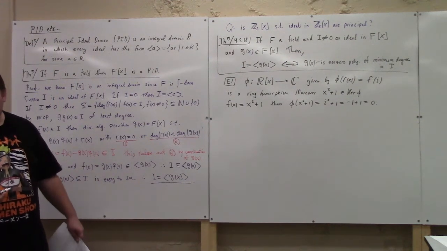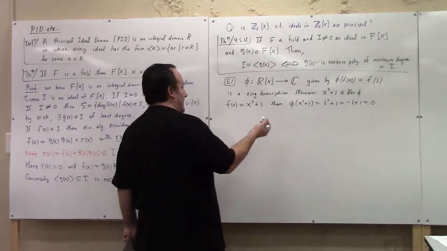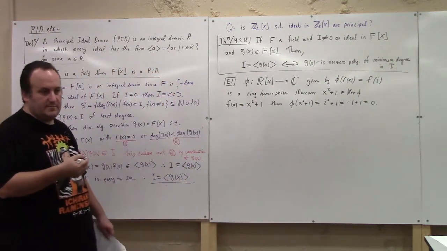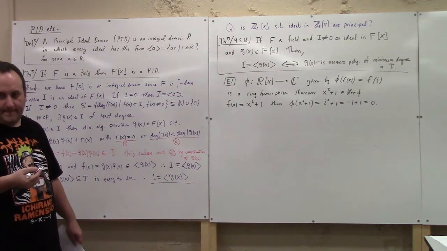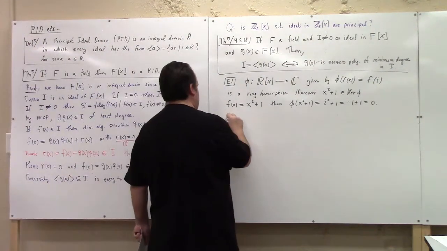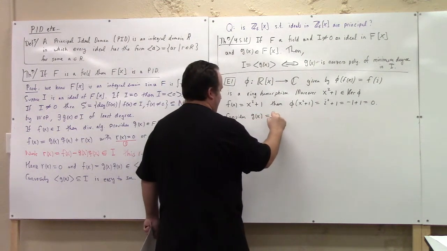Is it an element of least degree in the kernel? How could you have lesser degree than x squared plus 1? You could have something of the form, consider g of x equal to ax plus b, right?